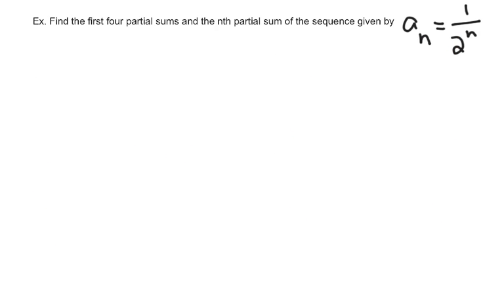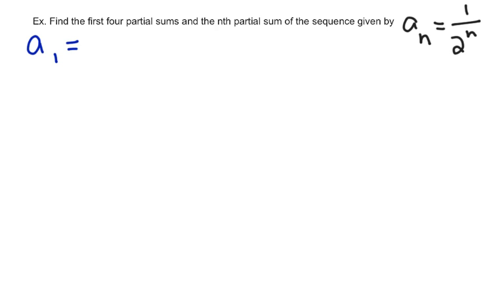Now let's talk about finding something called partial sums, because this is something that's important not only for calculus, but sections after section 12.1 will also include problems about partial sums. I want to find the first 4 partial sums and the nth partial sum of the sequence given by a sub n is equal to 1 over 2 to the n. Partial sums really means just adding up the terms in the sequence. So it might help if I know the first couple of terms in the sequence.